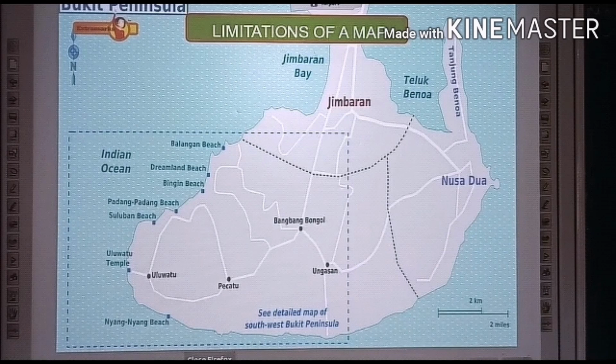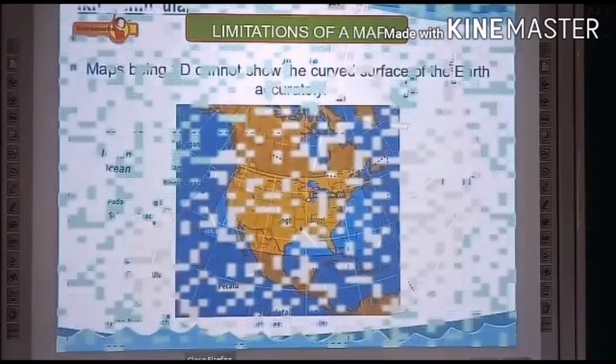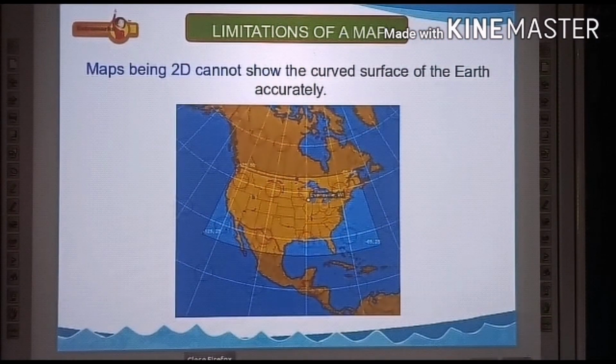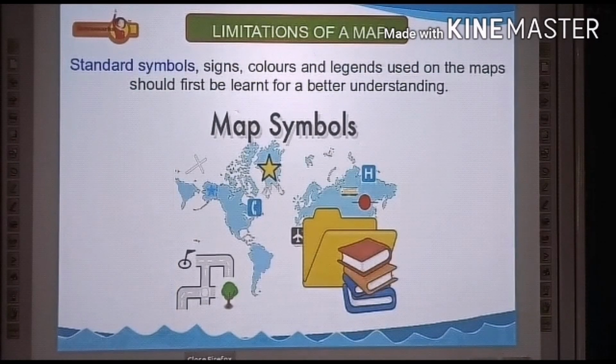Although the maps are really useful to us, there are still some limitations of maps, like maps being two-dimensional cannot show the curved surface of the earth accurately. This may sometimes lead to an error in the map. As we already know, we use standard symbols, signs, colors, and legends on the map. To understand this language as used in a map, we first need to learn them.